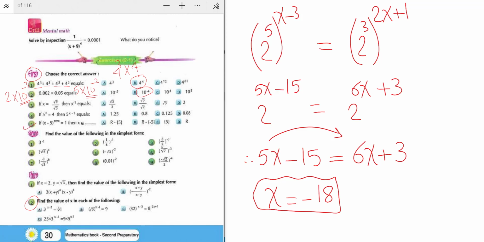If x minus 5 equals 0, then x minus 5 all power 0 equals 1. Then x doesn't equal 5, because the base doesn't equal 0. So x belongs to R minus 5.